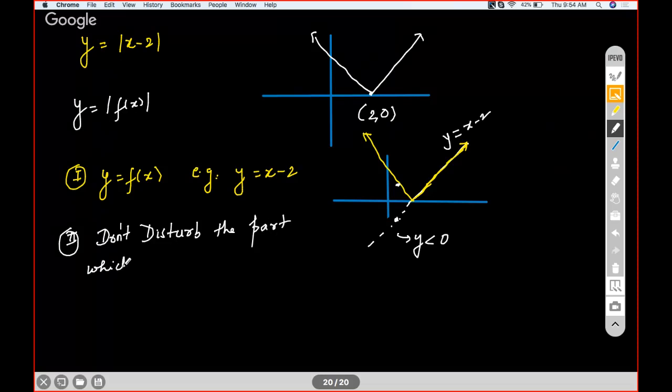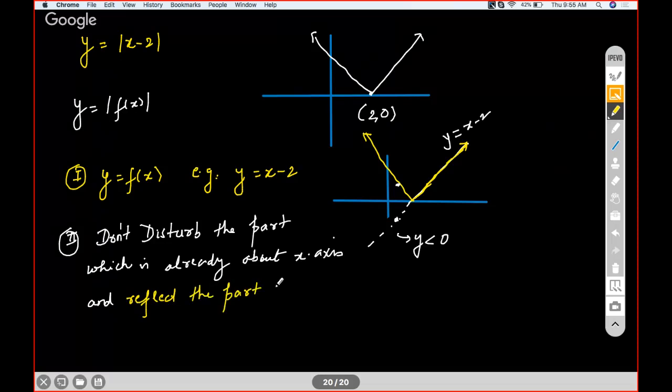which is already above the x-axis, and reflect the part which is below the x-axis to above the x-axis.